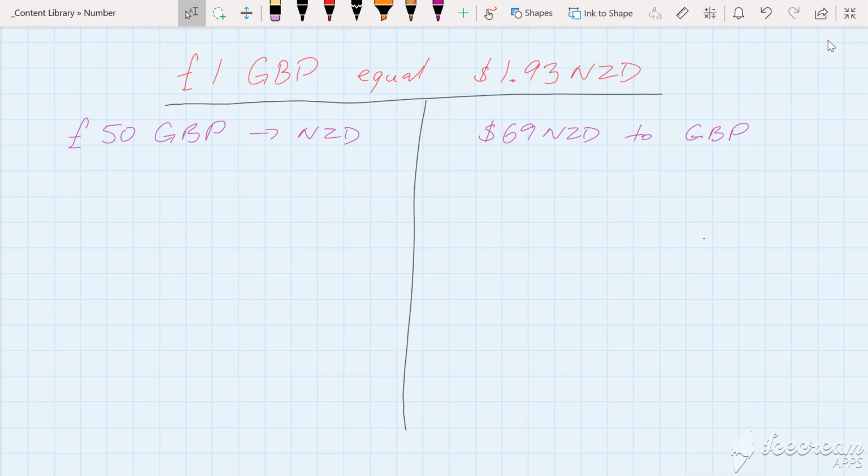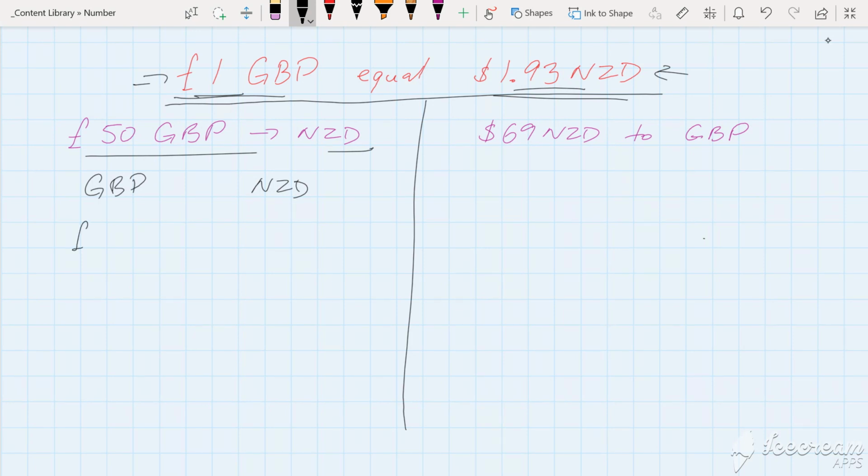Today we're looking at currency conversions from one currency to another currency. In this case, Great British Pounds to New Zealand dollars. So we're going to look at this example over here first. To make it really clear and obvious what I'm going to do, I'm going to put GBP up here and New Zealand dollars up here. And then I'm going to include this exchange rate down here.